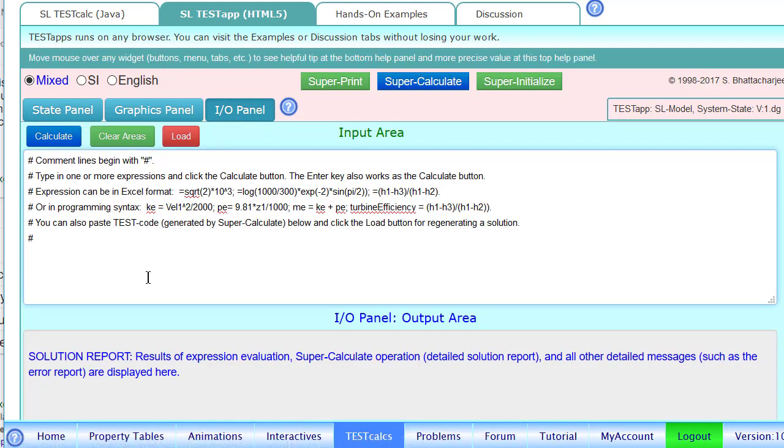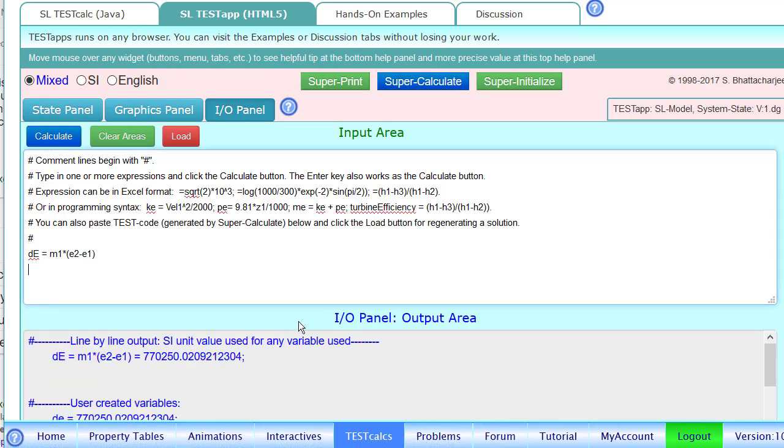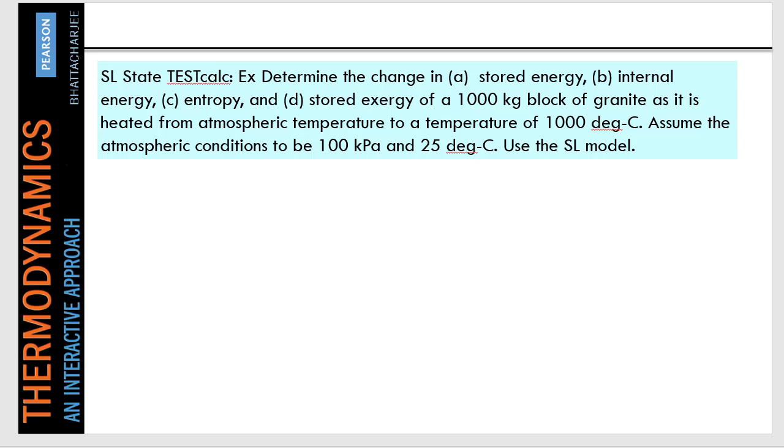So in the I/O panel, I'm going to type DE. You can use any variable; I just chose DE because I think it's the easiest. And then, like I said, we need to multiply it by mass to get it into kilojoules. And then it's going to be E2 minus E1. Then you enter or calculate, and down in the output area, you'll get your answer. And we get that the change in stored energy is 770,250 kilojoules.